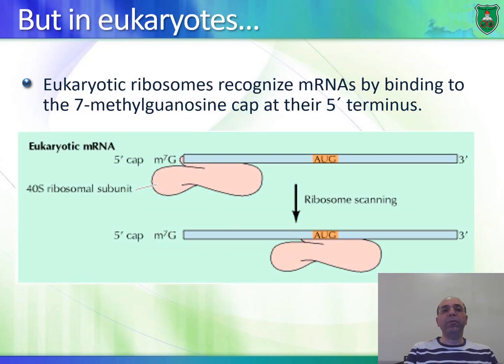But how about eukaryotic cells? Well, things again are different. Now what happens is that small ribosomal subunits look at the cap at the 5' end, and then they look at the AUG that comes right after it. So again, there is no specific Shine-Dalgarno sequence for many of the eukaryotic genes.